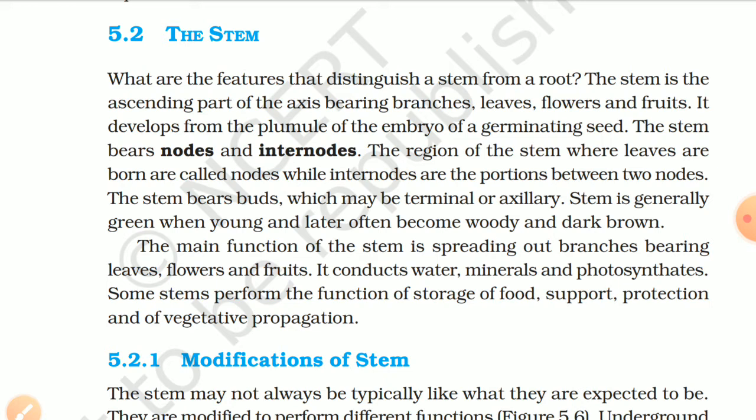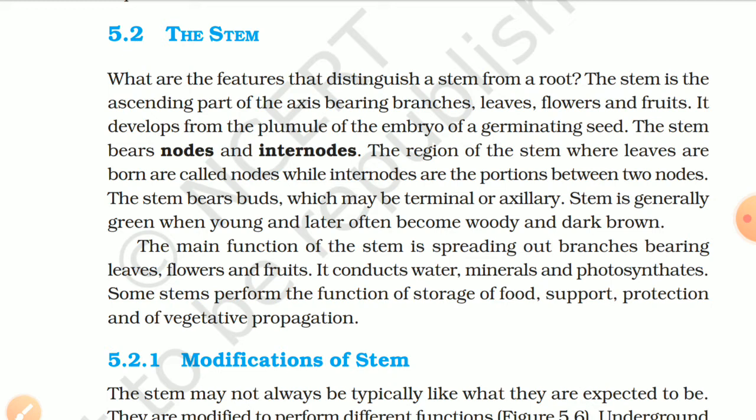The region of the stem where leaves are borne is called the node, while internodes are the portions between two nodes. The stem bears buds, which may be terminal or axillary. The stem is generally green when young and later often becomes woody and dark brown.